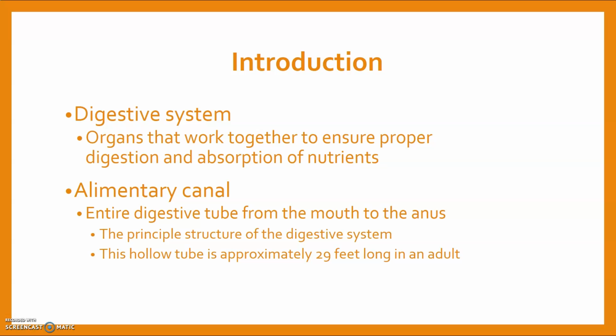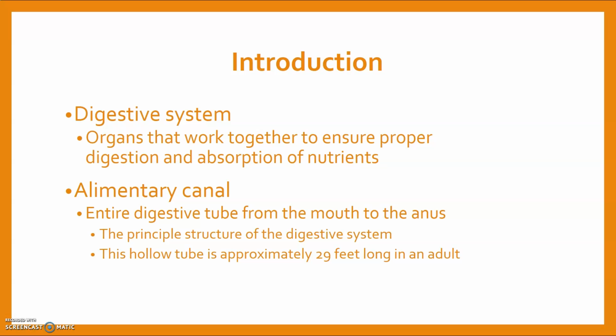Within the digestive system, you have what's called the alimentary canal. This is the entire digestive tube that starts at the mouth and ends at the anus. The alimentary canal is the principal structure of the digestive system. It's a hollow tube that's approximately 29 feet long in an adult.